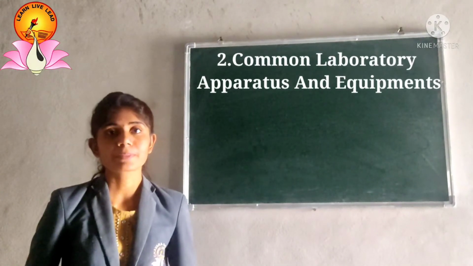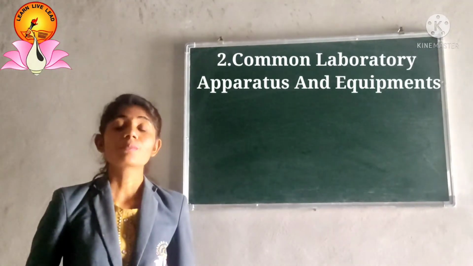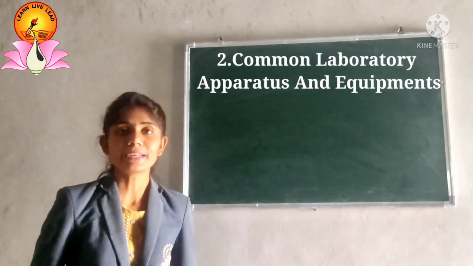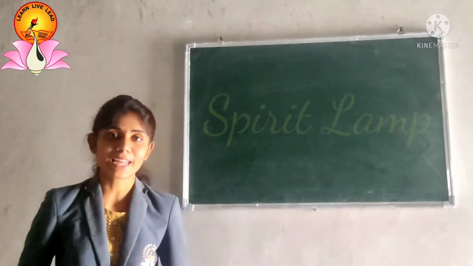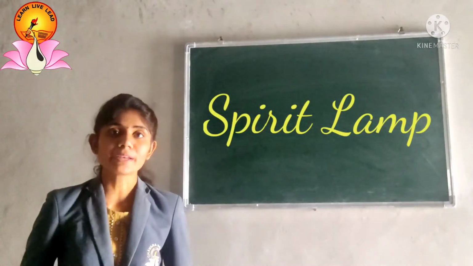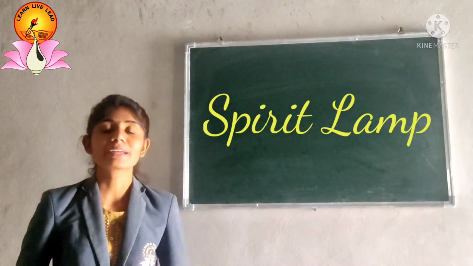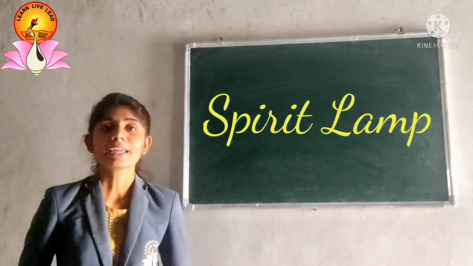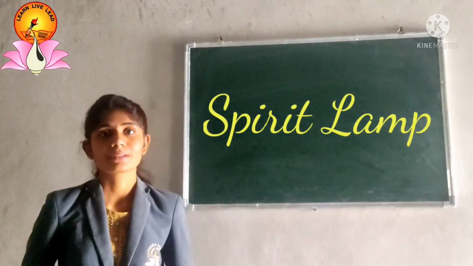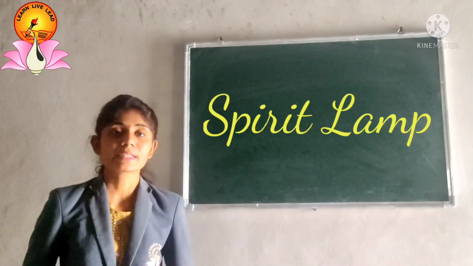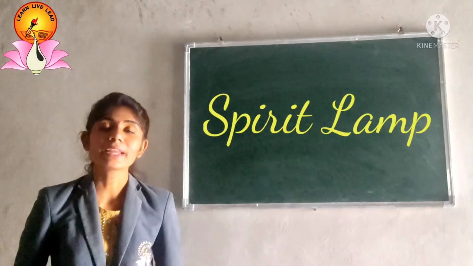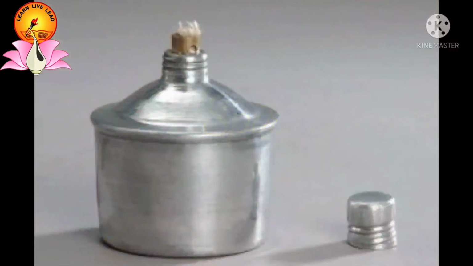The laboratory. Now let's know more about the remaining laboratory apparatus in detail. First, spirit lamp. It is a type of burner which is made up of glass, brass or steel. It contains a wick. Spirit lamp uses spirit as the fuel. Spirit lamp is used for heating up of the substances.